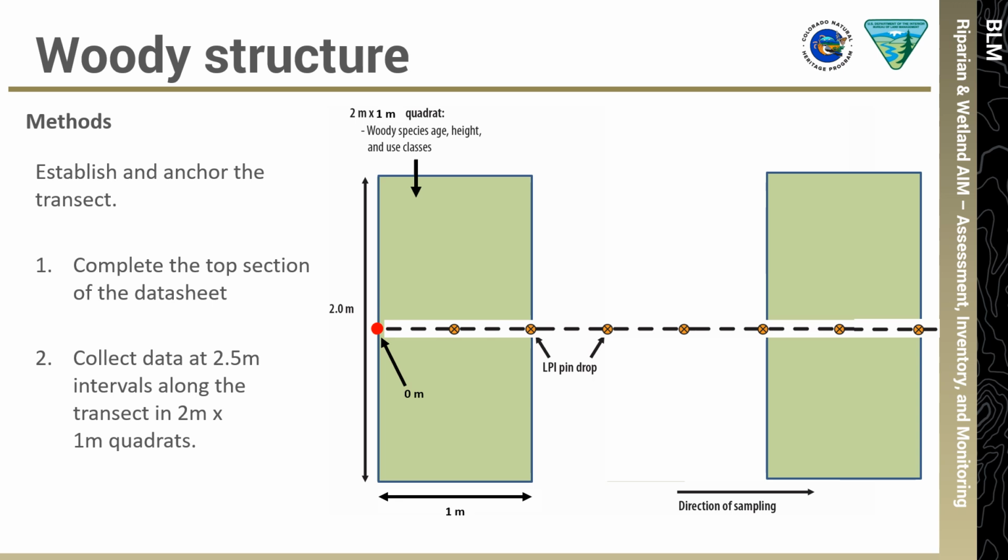In step 2, collect data at 2.5 meter intervals along the transect in 2 meter by 1 meter quadrats, shown by this diagram on the right. The first point for data collection is at the 0 meter mark on the transect tape. At each designated mark, place the measuring rod perpendicular to the transect, extending 1 meter out on both sides of the transect.